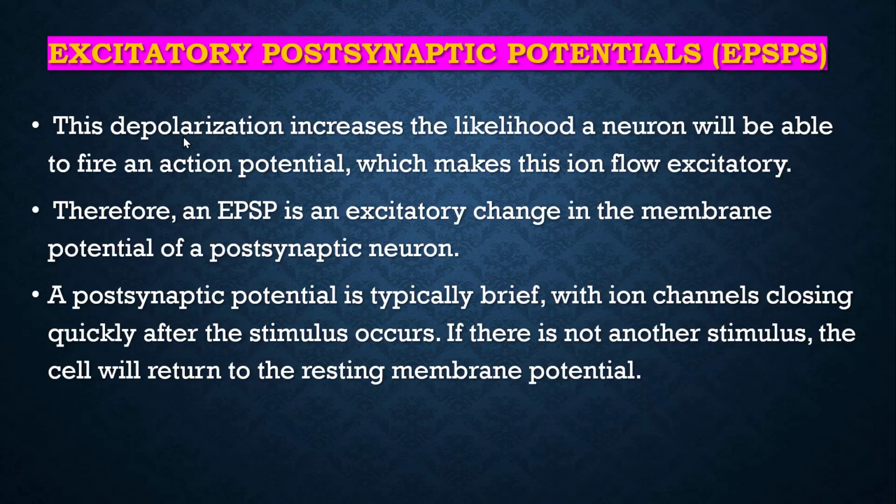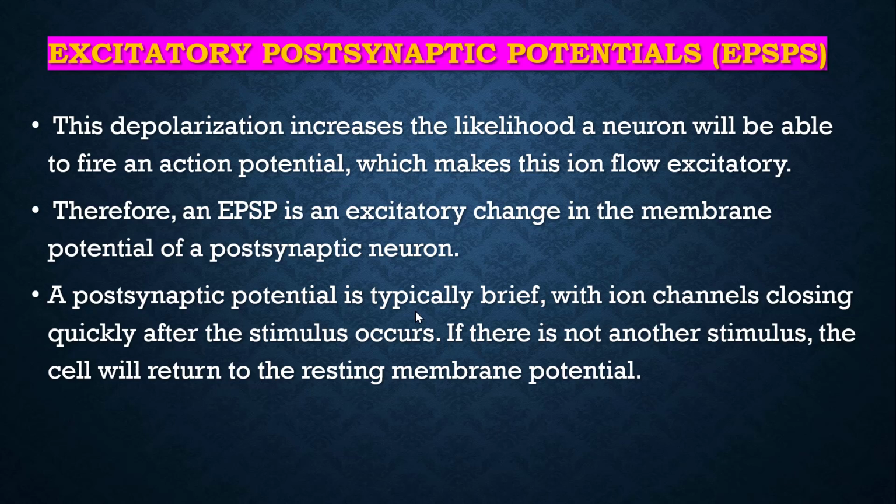Excitatory postsynaptic potential: this depolarization increases the likelihood that a neuron will fire an action potential, which makes this ion flow excitatory. When depolarization occurs, it brings the neuron to the action level and causes an action potential, and this influx of sodium is then an excitatory ion flow. Therefore an excitatory postsynaptic potential is an excitatory change in the membrane potential of a postsynaptic neuron.